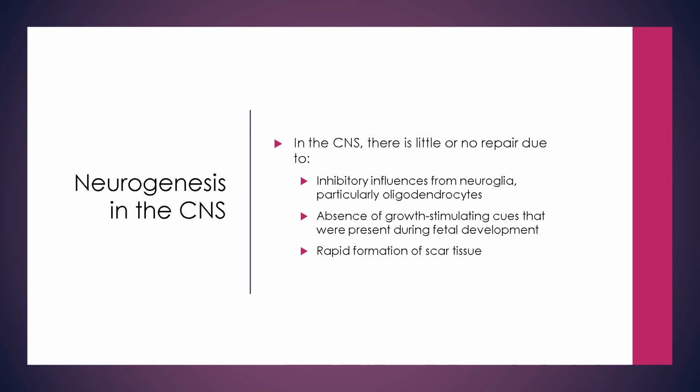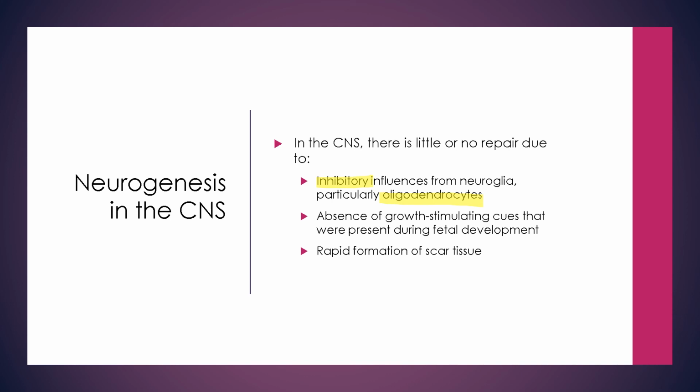So neurogenesis is the birth of new neurons from undifferentiated stem cells, and this occurs regularly in animals. However, in the adult central nervous system, there is a significantly lowered, if not no, repair due to a couple of factors. First off, the oligodendrocytes. These are found in the brain. Remember those neuroglia in the brain that produce myelin? They have inhibitory factors. And the oligodendrocytes have these inhibitory factors that really keep neurons from regenerating.